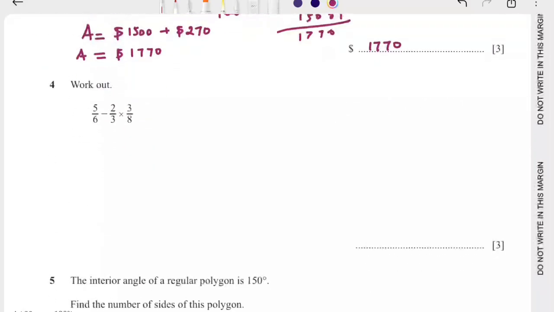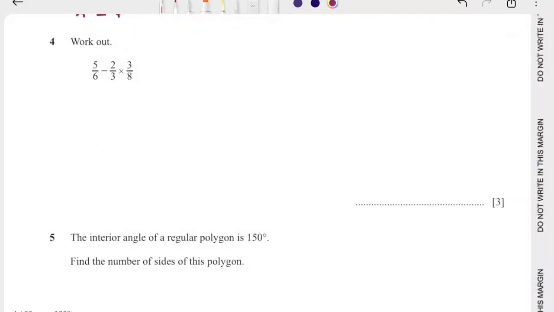Question number 4. Work out 5 upon 6 minus 2 upon 3 times 3 upon 8. So first of all, we are going to multiply. We have to follow BODMAS. So 3 will cut by 3 and 2 times 1s are 2 times 4s are. Now after simplifying, the values are 5 upon 6 minus 1 upon 4.